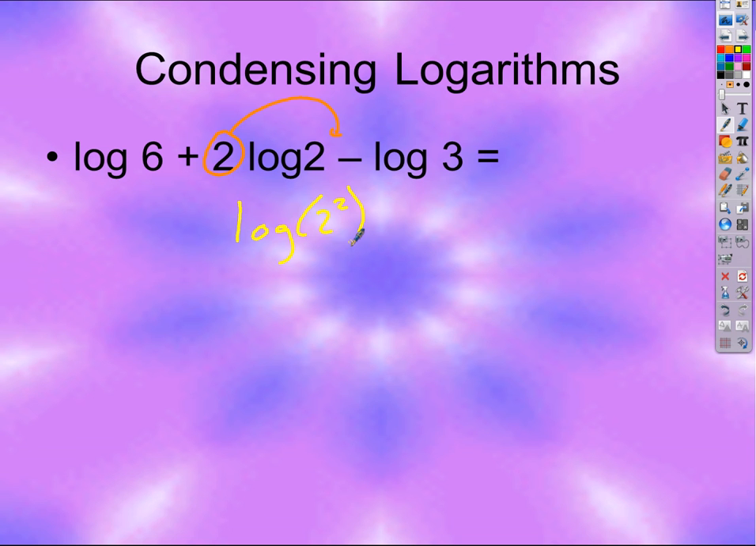Now what about the plus sign? That's multiply, right? So these two are going to combine into log of 6 times 2 squared. Then what about the minus log 3? Yeah, so it's all going to be divided by 3. That's going to go on the bottom because of the minus sign, right? And then I could take all that stuff and simplify the numbers a little bit too. But we won't worry about that.